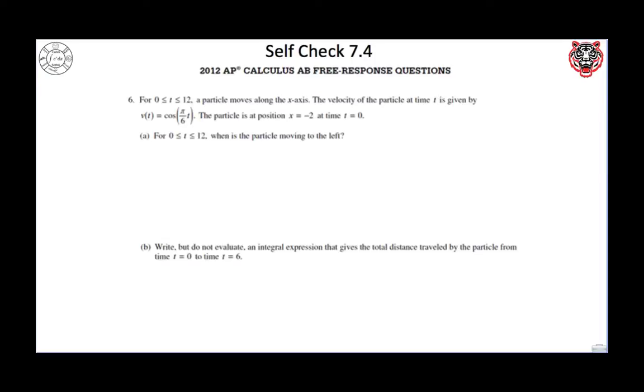This is AP Calculus Self-Check 7.4 Solutions. Just like Self-Check 7.3, we had no calculator. So for part A, when is the particle moving to the left? We don't really know when that happens, but we can tell it potentially happens when this velocity is 0. When it's 0, then it can change direction. Let's see how many times the velocity changes directions by setting this thing equal to 0.